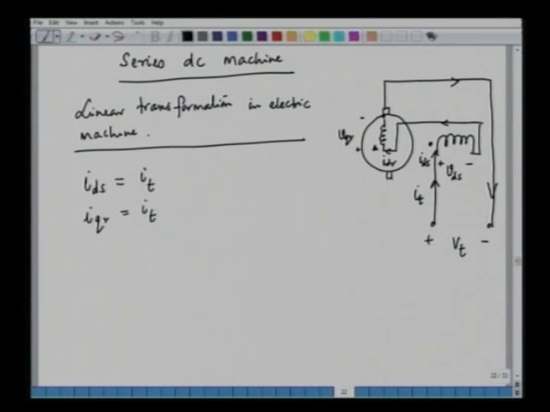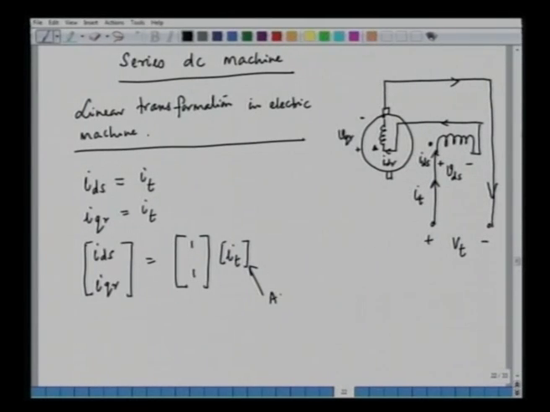So we can write this in a matrix form. IDS and IQR as a matrix is equal to a column matrix 1 1 into IT. IT is just a single variable. So this is an interesting equation which relates the actual variable with the primitive variable. Now, this variable is the actual variable, and this variable is the primitive machine variable. So I can say that this is the primitive variable.